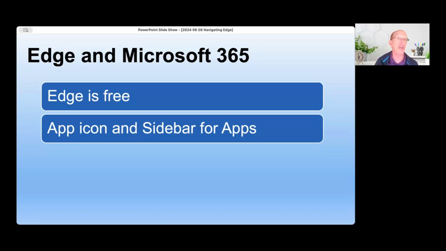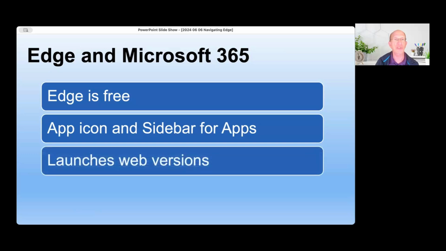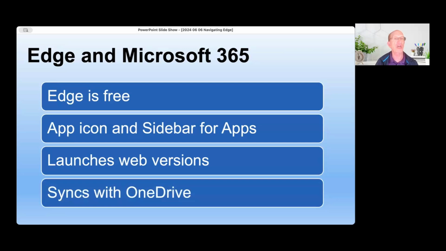So if you're a 365 user, Edge has some extra tools in there that make it easy to access things that you might use in 365. And when you use Microsoft apps from Edge, it launches the web-based versions of the apps, but it is connected to OneDrive so that you'll see all of the things you've done in OneDrive from within the Edge browser. So for people that are using Microsoft apps, it does have some advantages because it's connected very closely with those Microsoft apps.